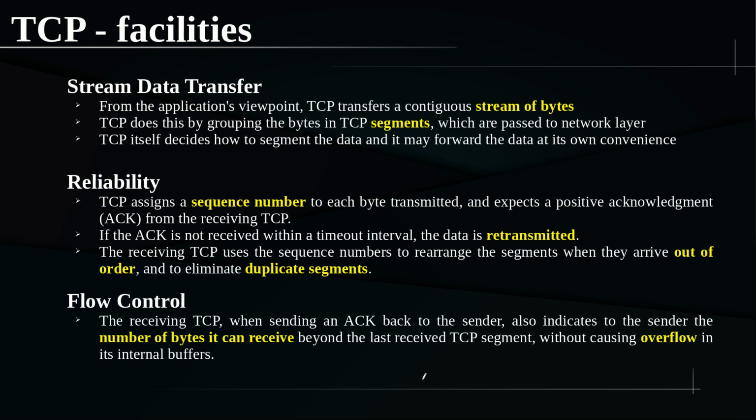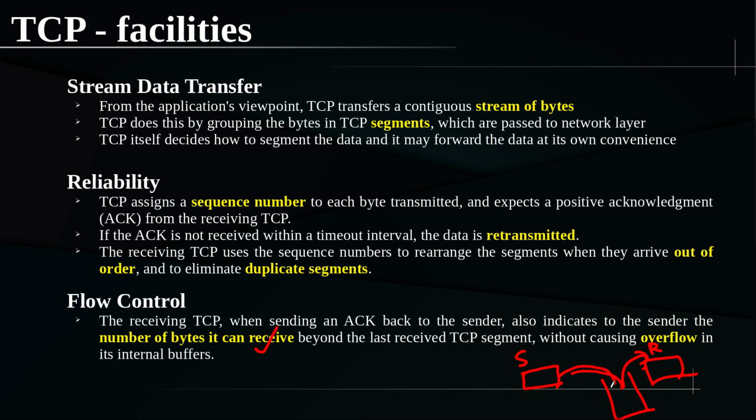And what about flow control? The receiving TCP, when sending an acknowledgement back to the sender, also indicates to the sender the number of bytes it can receive. So we have a concept called window size. The problem is that the sender is sending faster than the receiver can handle. So at the receiver side we will maintain a buffer, and if the sender is fast and the receiver is slower, all this information will be buffered, and the receiver will take the data from this buffer.